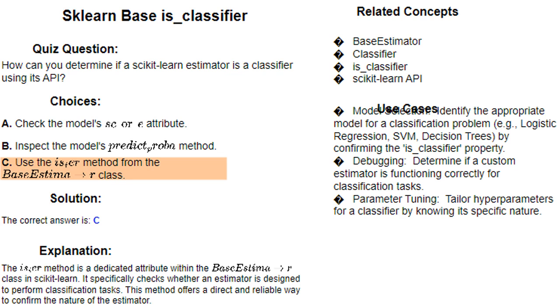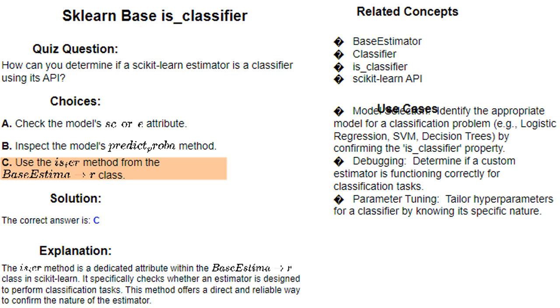Model selection: identify the appropriate model for a classification problem, e.g. logistic regression, SVM, decision trees, by confirming the isClassify property. Debugging: determine if a custom estimator is functioning correctly for classification tasks. Parameter tuning: tailor hyperparameters for a classifier by knowing its specific nature.